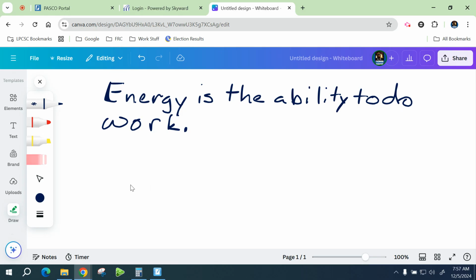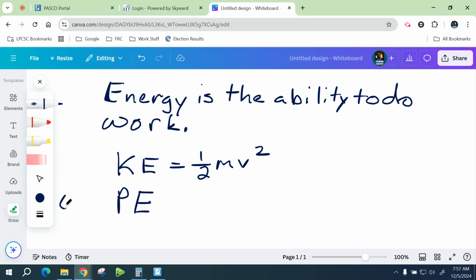So then there's a couple of things I want to remind you guys. Well, how do we calculate that energy? Well, there's a couple different types. One is kinetic energy, and the way that we calculate that is 1/2 times m times v squared. There's another type which is potential energy for gravity. And so just put gravity here, because there's potential energy in springs too.